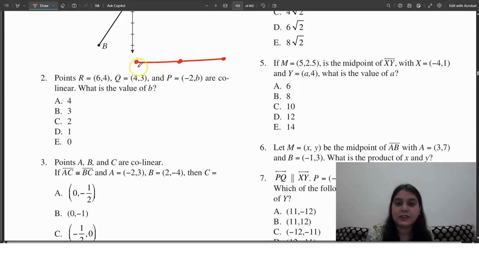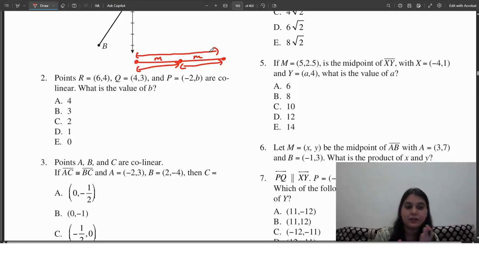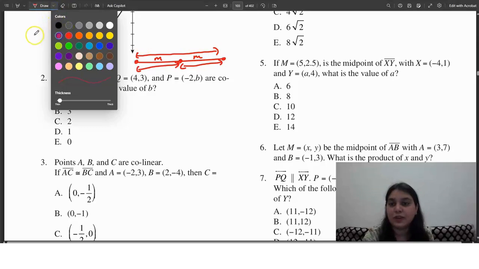Another is if these 3 points are collinear, then the distance between these 2 points and these 2 points, if you add them up, is going to be equal to the distance between the first and the last point. But these will be time consuming. The easiest way is if they're collinear, their slope would be the same. If they lie on the same line, no matter what points you use to calculate the slope, it is going to come equal. So we can find the slope here.